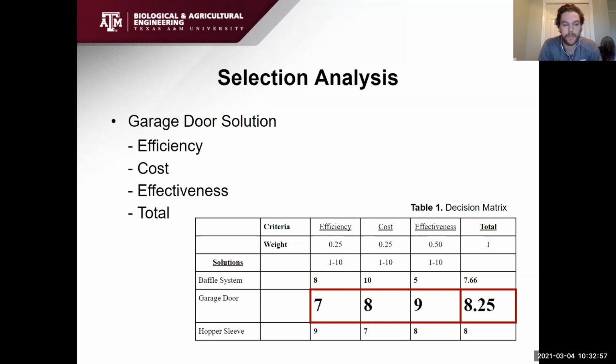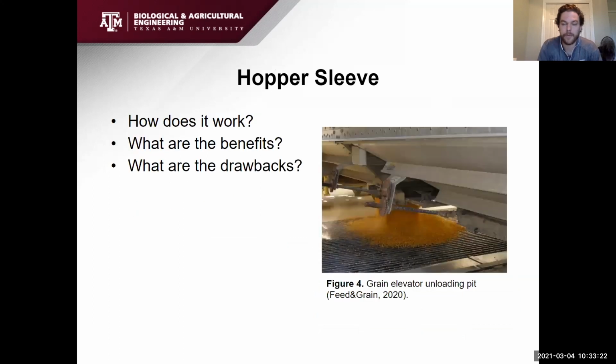giving it a total ranking of 8.25, which is the highest overall ranking within the decision matrix. This solution is able to mitigate a drastic amount of grain dust emission by trapping the dust inside the pit and removing it through air ducts with fans and a cyclone already in place for further filtration. So this solution seems to be a great option moving forward when determining a cheap and efficient solution for United Ag. And with that, Ian will go ahead and wrap us up with the final solution.